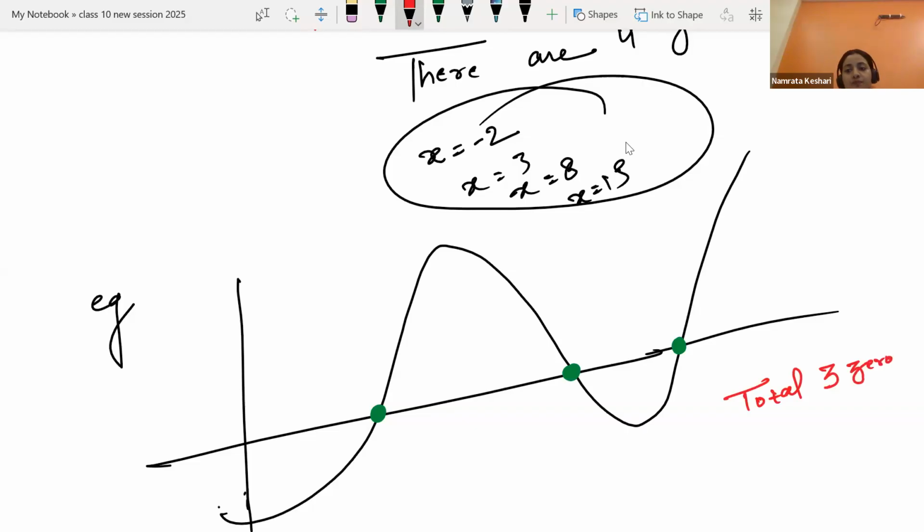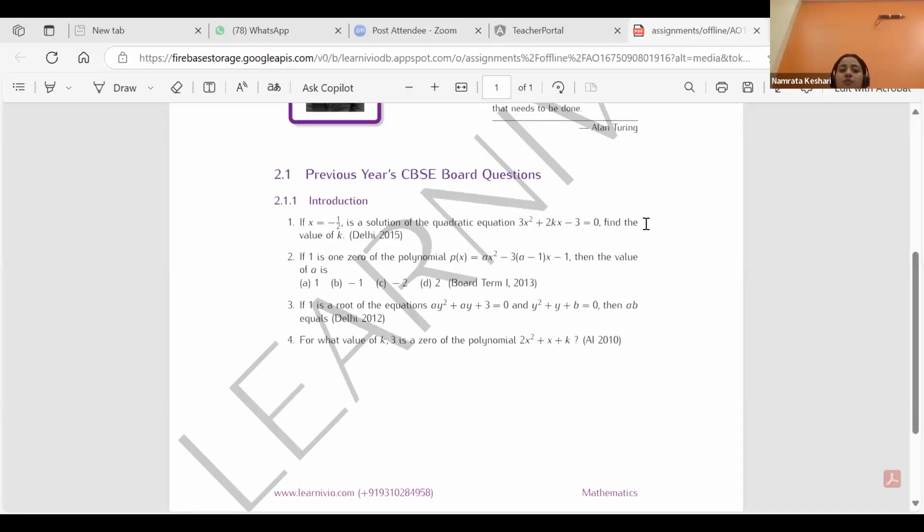Yes, clear, ma'am. Now the questions. I'm going to share another screen where we will be solving questions which will be based on zeros. Enough of the concepts we have discussed so far, you will be able to solve questions now. So the first question. Can you see the screen? Yes, ma'am.